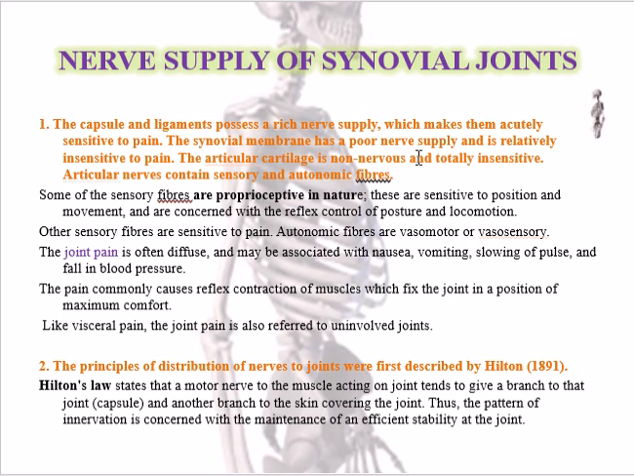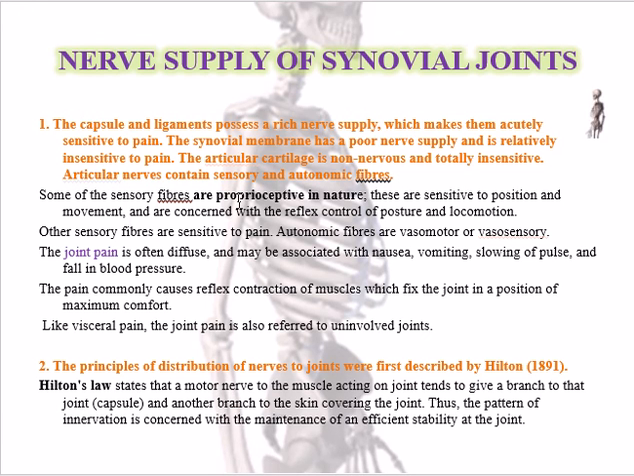Nerve supply of the synovial joints. The capsular ligament possesses a rich nerve supply, which makes it acutely sensitive to pain. The synovial membrane has a poor nerve supply and is relatively insensitive to pain. The articular cartilage is non-nervous and totally insensitive.